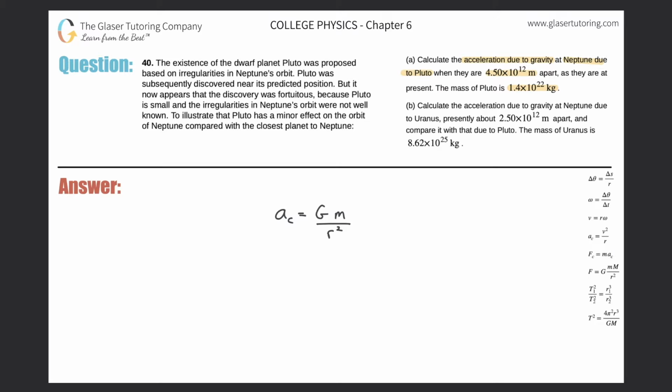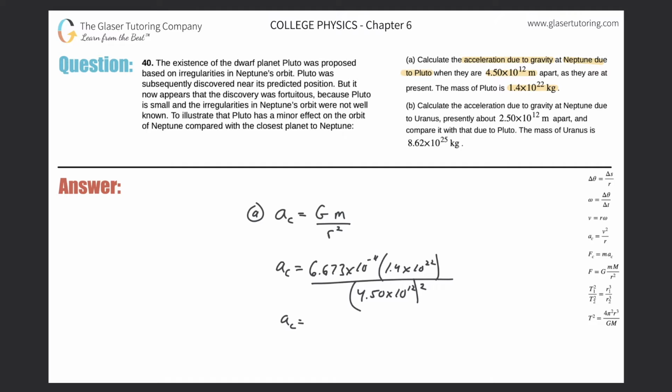But I spoke about why and everything in detail in other videos. So let's just plug it in from here. So the centripetal acceleration will be equal to the gravitational constant, which is 6.673 times 10 to the minus 11, multiplied then by the mass of Pluto, which was 1.4 times 10 to the 22, and that will all be divided then by the distance that they are separated by, 4.50 times 10 to the 12 squared. And all we have to do now is simply plug it in.